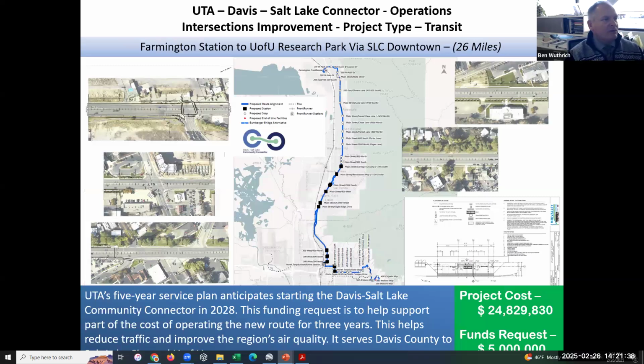Next request is from UTA. This is for the Davis Salt Lake connector. This is for operations. This connector will run from the Farmington station in Davis County to Salt Lake and up to the University of Utah Research Park, roughly about 26 miles in length. This is on the operations side of things, they are requesting $5 million. Total estimated cost is 24.8 million, and that 5 million is over a 3-year period, so it'd be about 1.66 million per year.